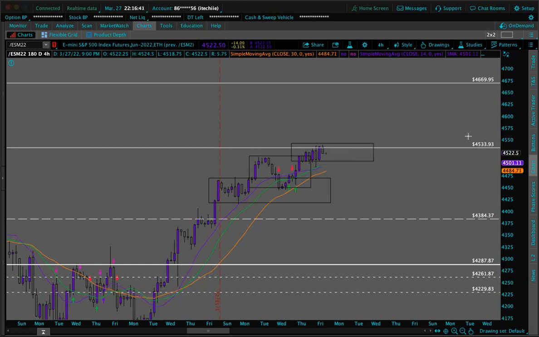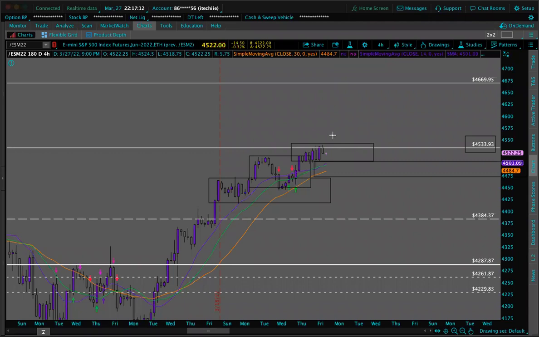Your key level to watch is 45.33, not 93, always rounded to the nearest quarter. So it would be 45.34. Your support: 14, 20, and 30. We're going to be inside here, which corresponds between 45.01 and 44.84. That would be your support. If price comes back down on the overnight, we would like to see the 14 and 20 hold, bounce there, retest 45.34, and then we head for 46.95.